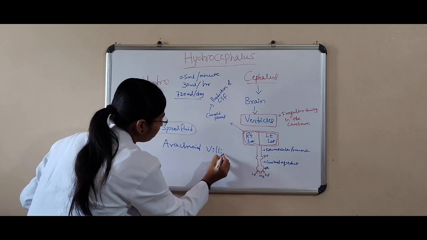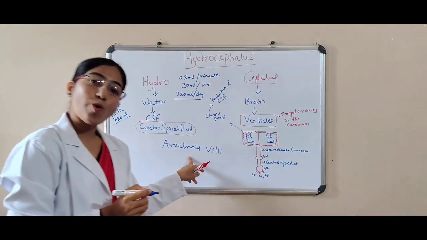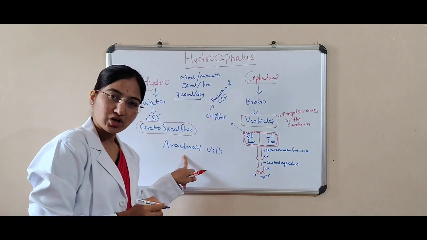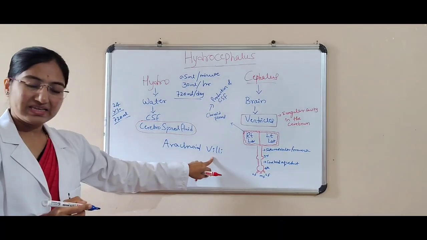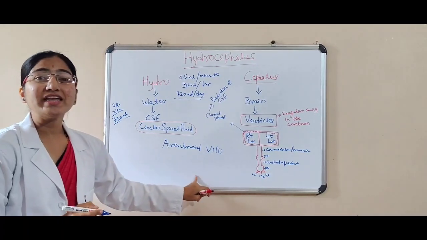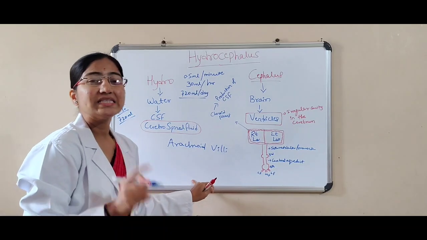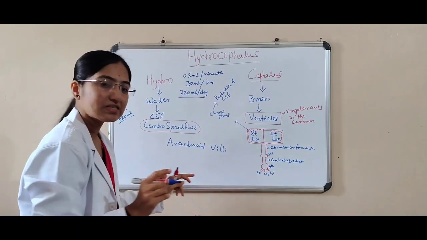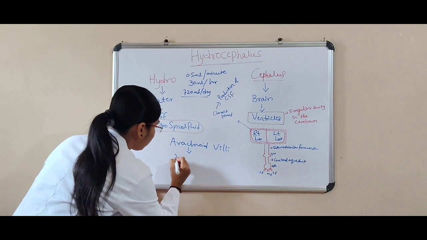Arachnoid villi is present. Why is it present? What is the function of this? Arachnoid villi is going to reabsorb 600 ml of CSF. It is going to reabsorb the CSF.